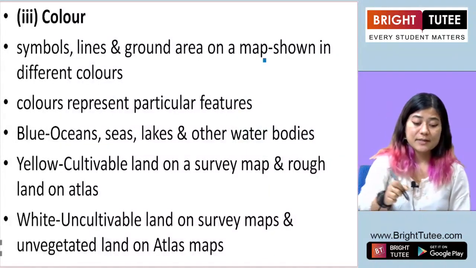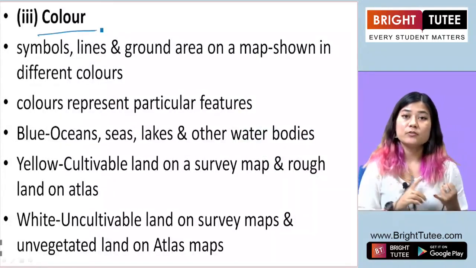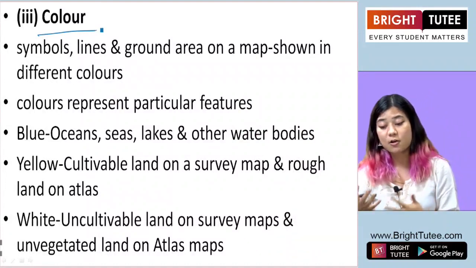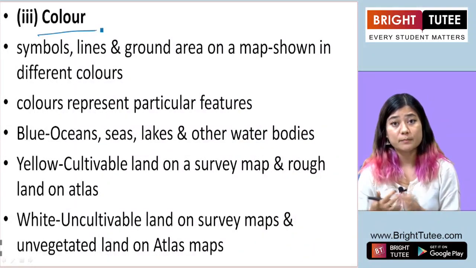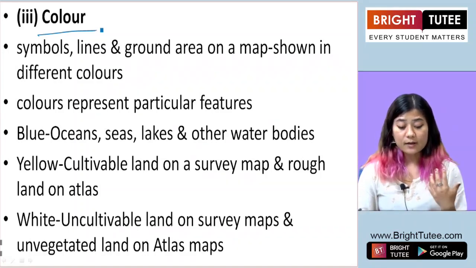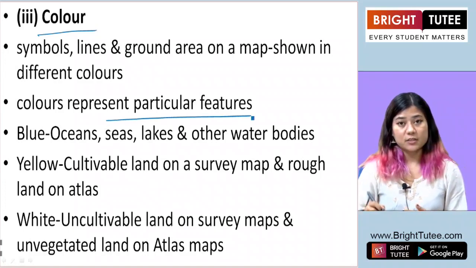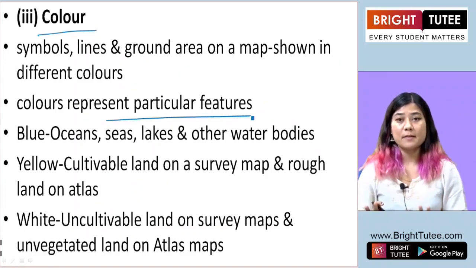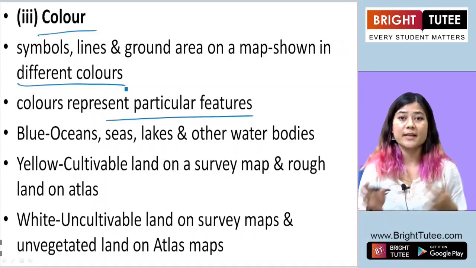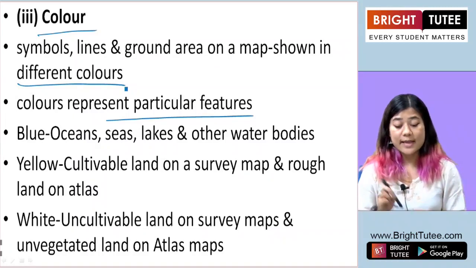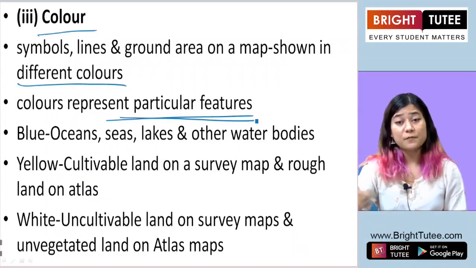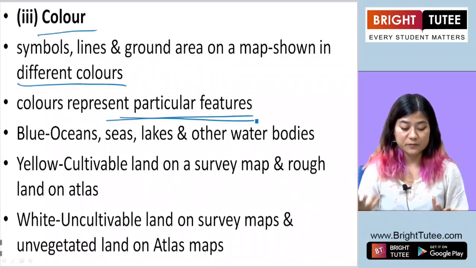The third element is color. So we looked at the distance and we looked at the symbols. Now colors. Colors also are a very important element of map making. They represent particular features. Now colors used on the map are of different colors. Some are yellow, red, green, etc. And they represent different physical features, okay, geographical features.